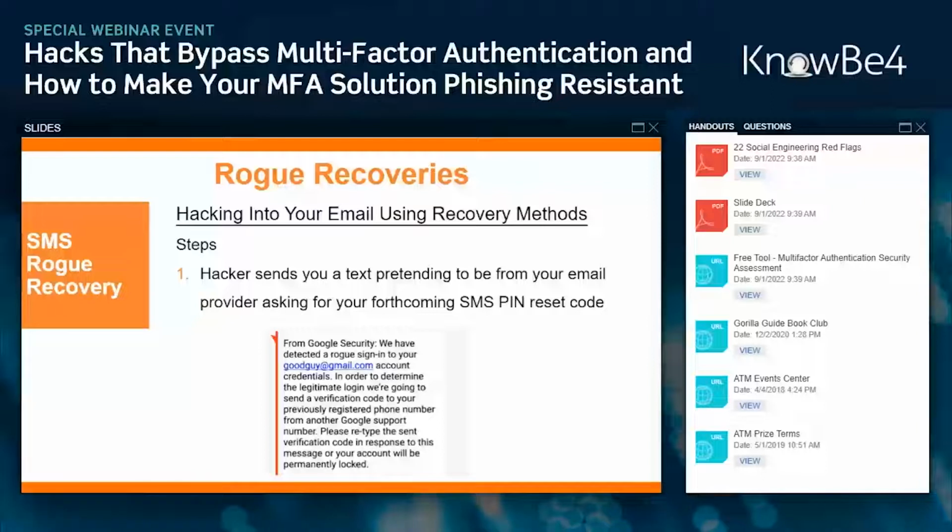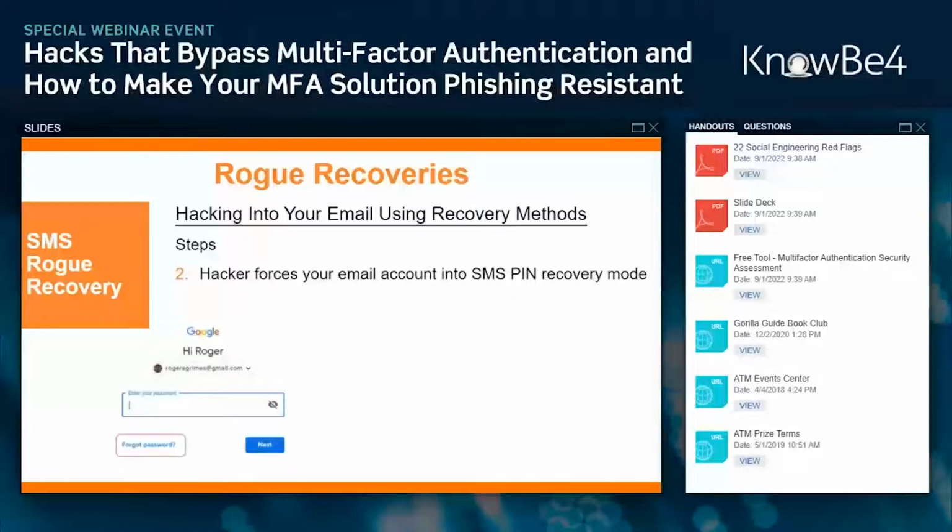And send you a message through SMS saying, hey, we're from Google Security. We've detected a rogue sign-in to your Gmail account. In order to determine the legitimate login, we're going to send a verification code to your previously registered phone number from another Google support number. Please retype the sent verification code in response to this message, or your account will be permanently locked.